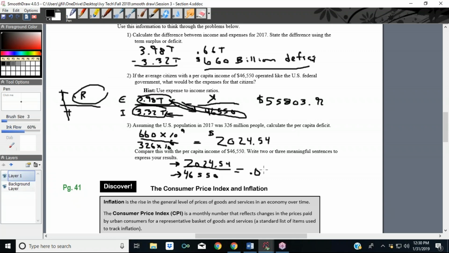So when I just divided it, I got 0.043. So that means that 4.3% of the average person's income would be needed to pay off the debt. Or we could say would be needed to remove the deficit.